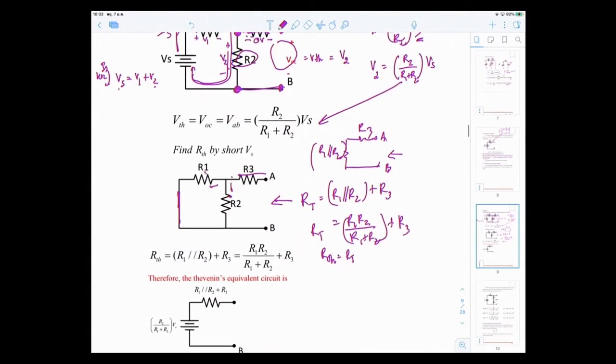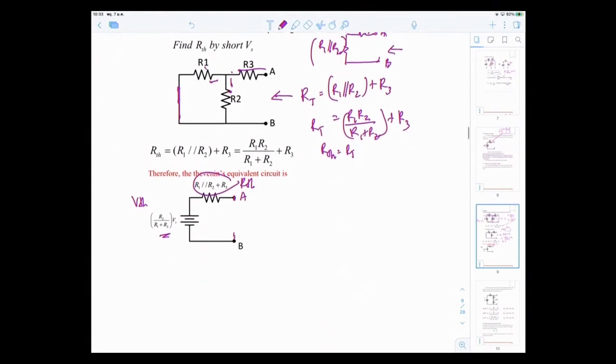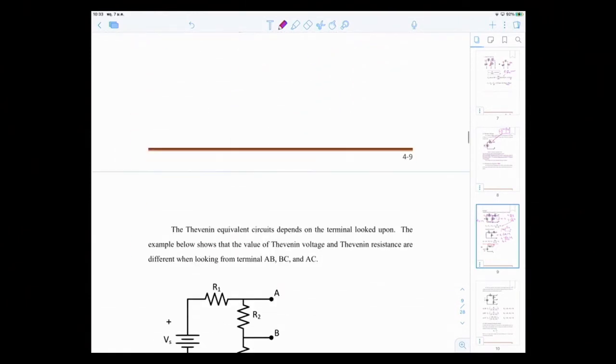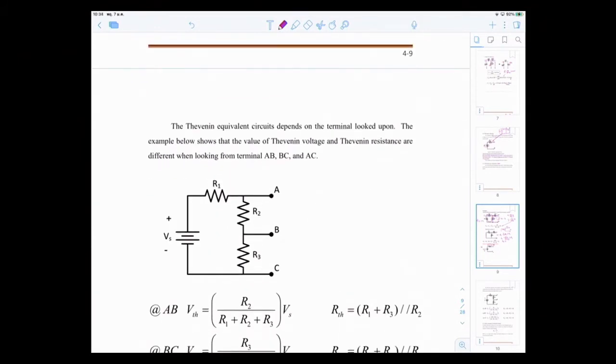So therefore, your Thevenin equivalent circuit would look like this. This is your VTH, R2 over R1 plus R2 times Vs, and this is your RTH, and this is the terminal AB. Okay, so this is the Thevenin equivalent circuit. Now let's look at this example just to show that you can find the Thevenin equivalent circuit at different terminals in the circuit. So the first case was I want to find the Thevenin equivalent circuit at terminal AB.